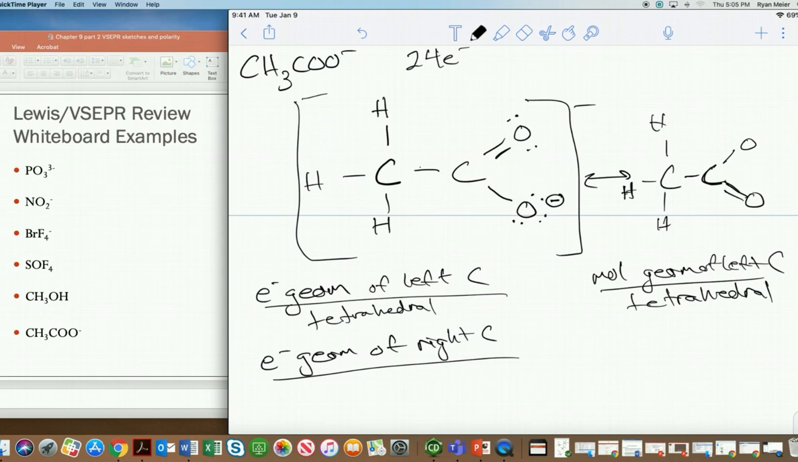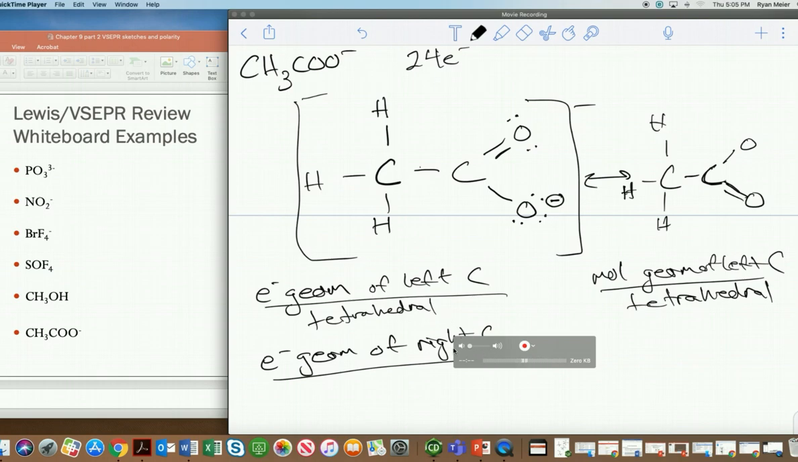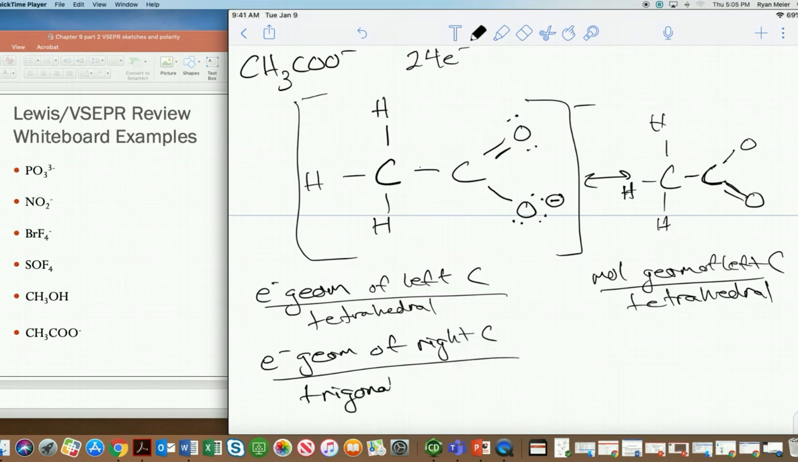And now for my electron geometries, sorry, I'm getting ahead of myself here. My electron geometry on the right carbon: this carbon only has 3 atoms attached to it. Remember, it has 4 bonds, but it's all about how many atoms it's attached to. So 3 attached atoms, no lone pairs, means that its geometry is trigonal planar.